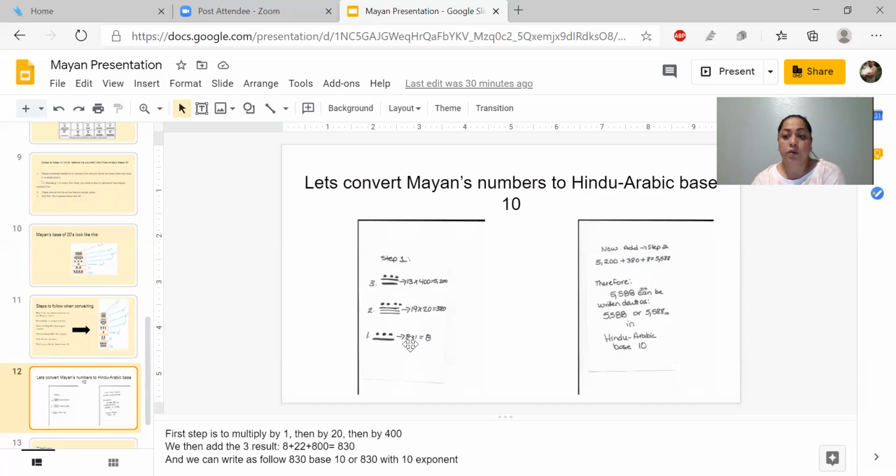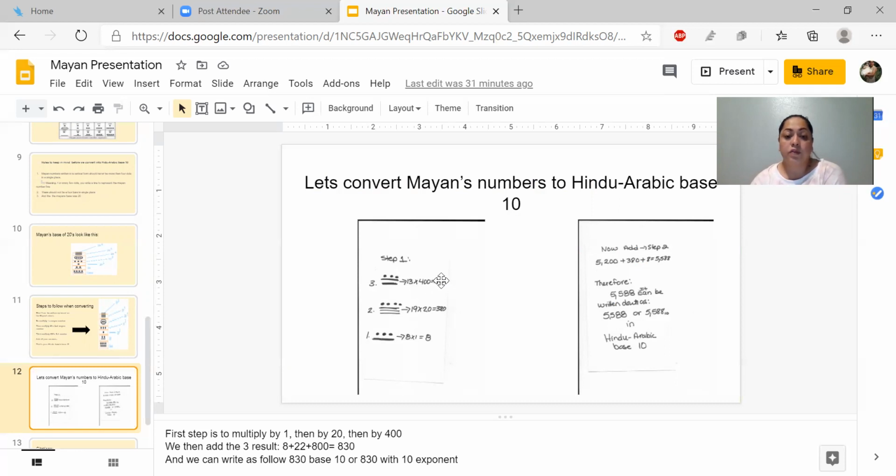We said we were going to multiply it by the number 1, and so we get 8. The second number, we multiply by 20. So we count 5, 10, 15, and then 4 dots. That gives us 19 times 20, and we get 380. On our third step, we have 2 black lines, so it's 5, 10, plus the 3 dots is 13. Then we multiply it by the third place value, which is 400, and we get 5,200.